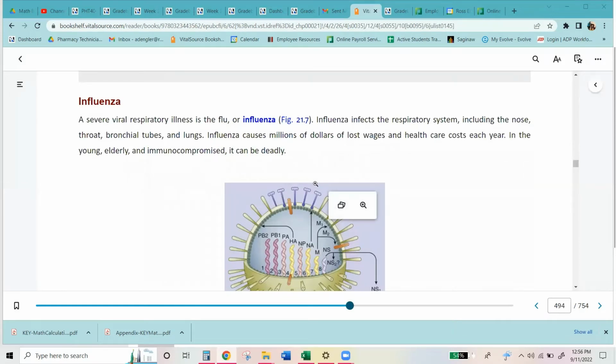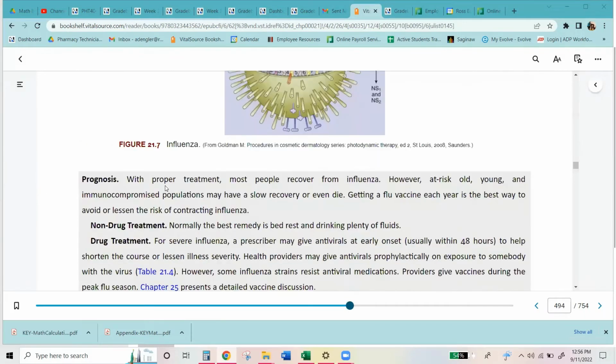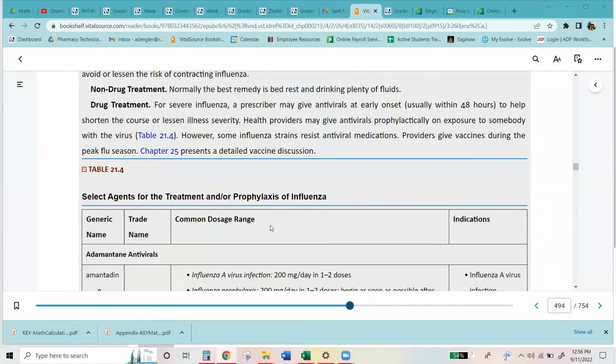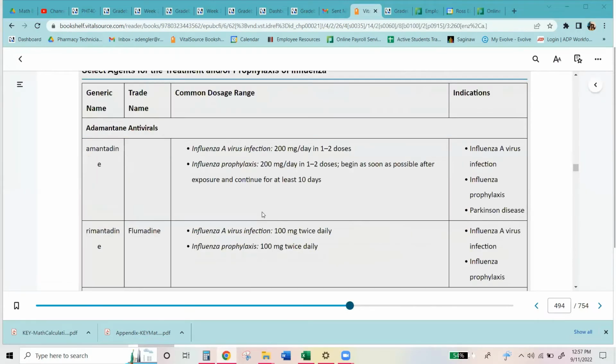A severe viral respiratory illness is the flu, or influenza. Influenza infects the respiratory system, including the nose, throat, bronchial tubes, and lungs. Influenza causes millions of dollars of lost wages and healthcare costs each year. In the young, elderly, and immunocompromised, it can be deadly. We do have treatment for the influenza and prophylaxis.